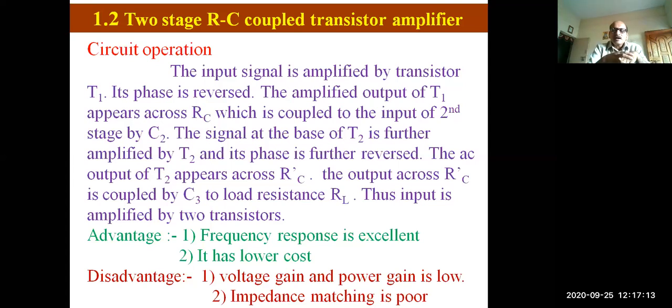Therefore, here we have to say that power is nothing but the product of voltage and current. Voltage, power gain, output power to input power. Output voltage, output current, the product of these divided by input power, input voltage into input current.